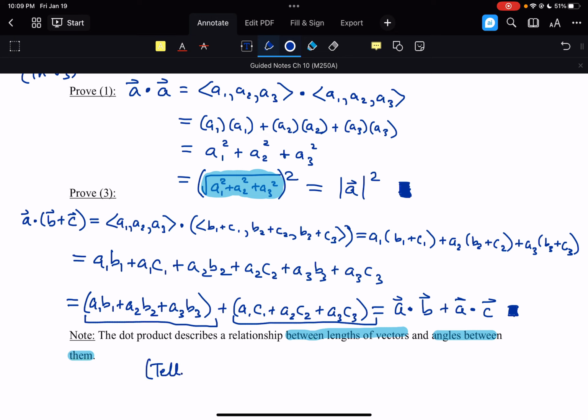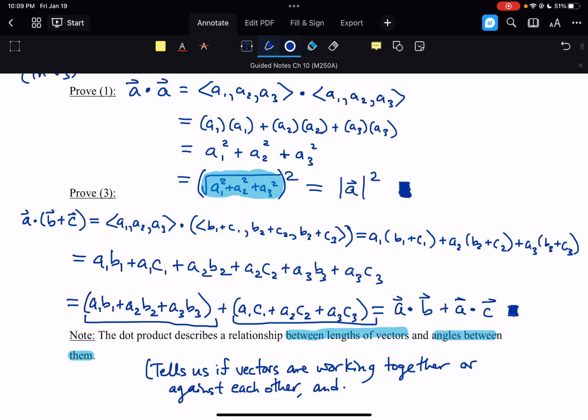So it tells us if vectors are working together or against each other, and how strongly.